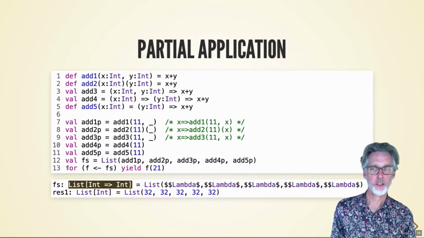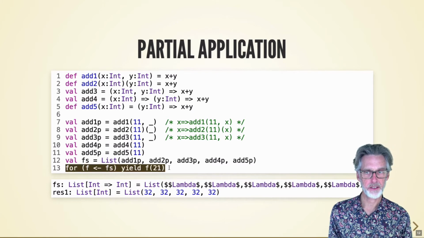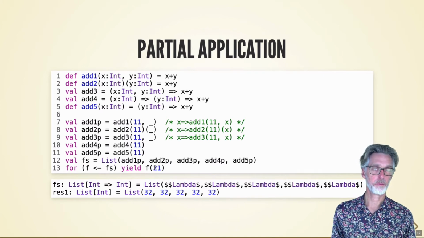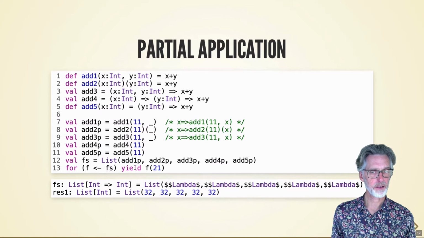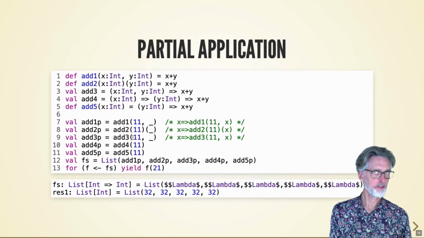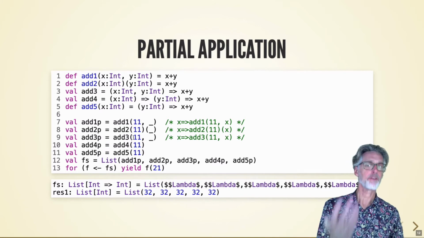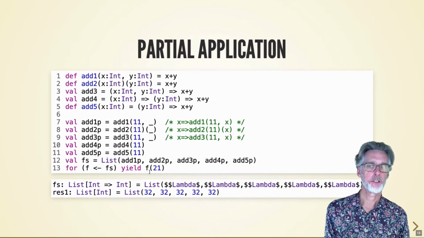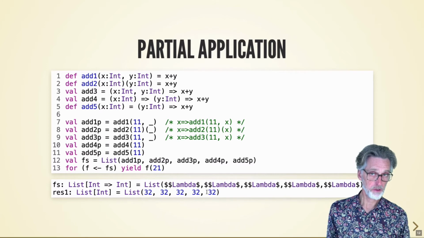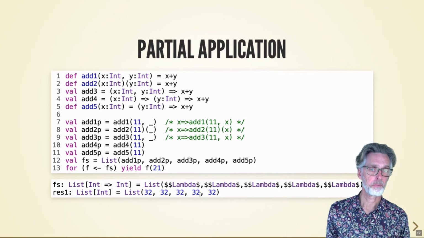What I can then do is draw from that list. So for each function in the list, I can apply the function to some argument, yielding the result. In this case, I have a bunch of functions that have an 11 sitting in them, and they're waiting for their second argument to add in. So each of those functions, when applied to 21, will give me the resulting sum, 32.